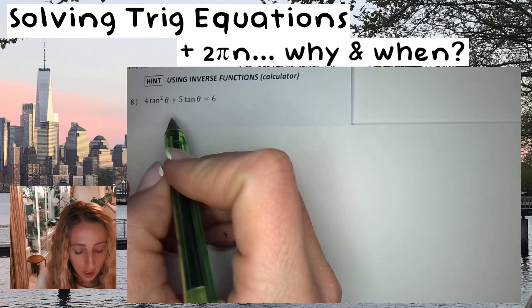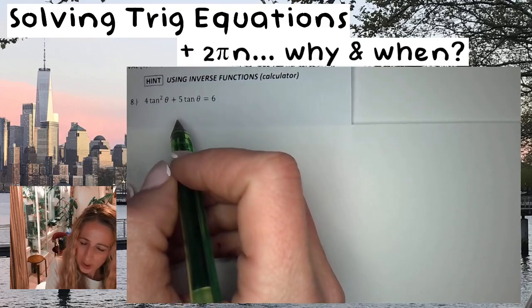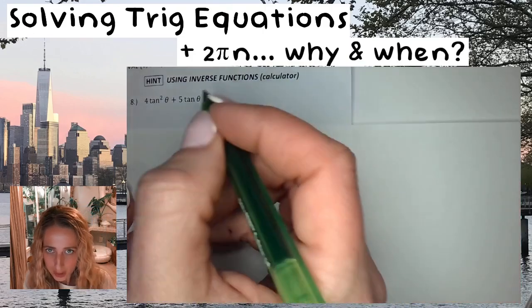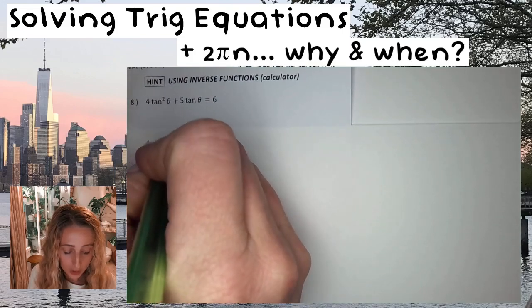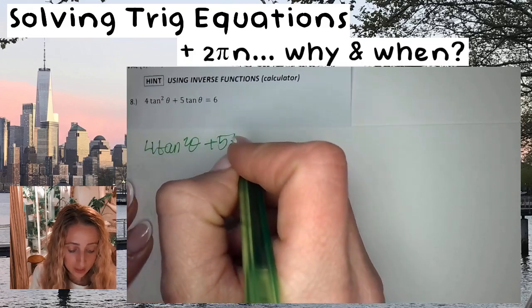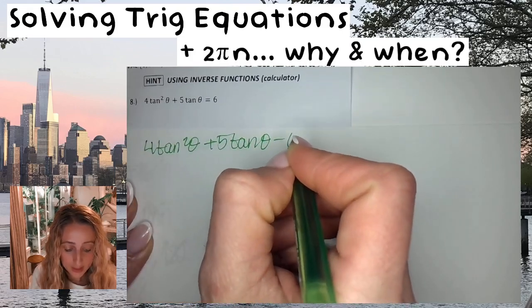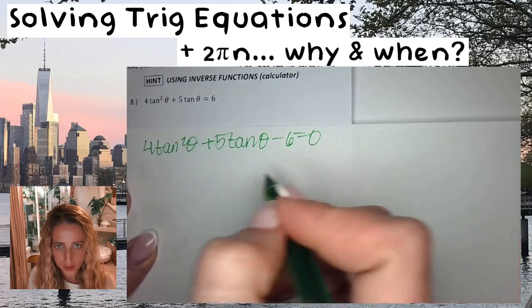So here I have something looking like the fourth example, I think it was, that was already a quadratic type. I'm just going to have to get this one equal to 0 first. So I'm going to have 4 tan squared theta plus 5 tan theta. I'm going to subtract that 6 to the left side, equals 0. So I have it all equal to one side right there.